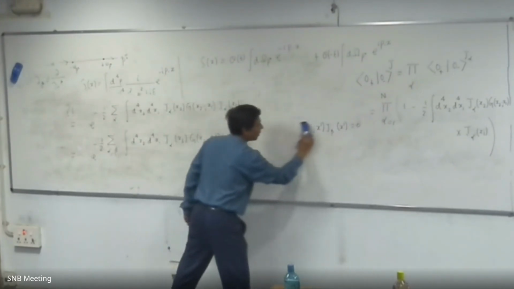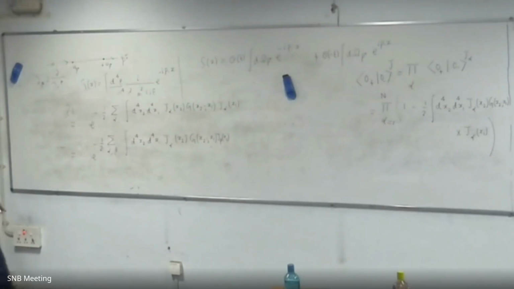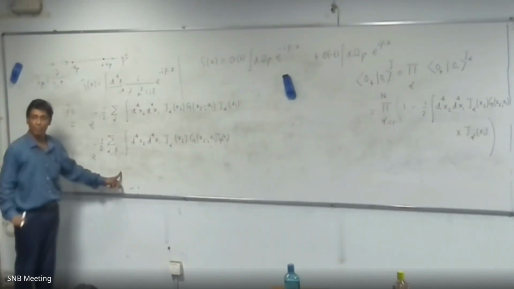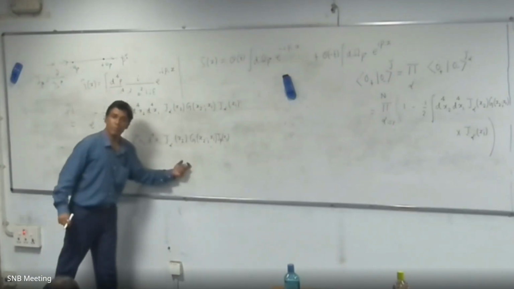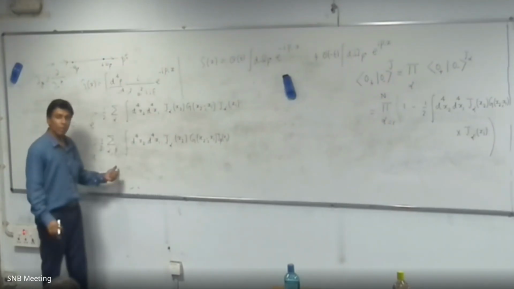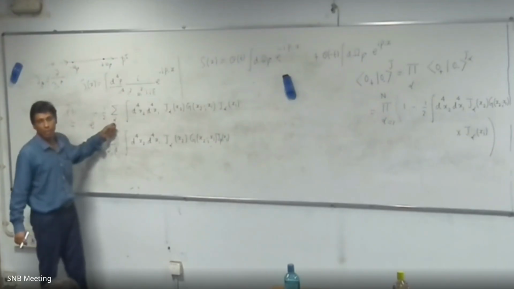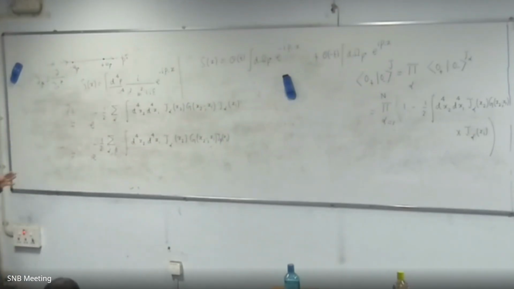This step is not at all dubious. This is absolutely correct because you use that uncorrelated step. Alpha not equal to beta, all the cross terms will fall off. J1, J2, everything will be 0. So what will remain is only summation over alpha term. So this is fine. I have used the physics here that the different sources are uncorrelated.